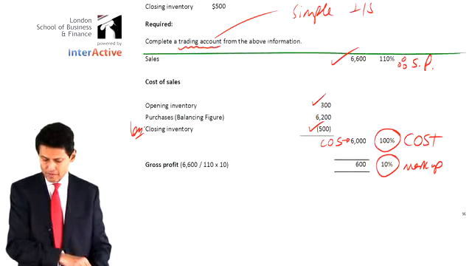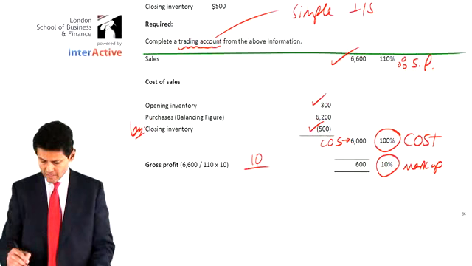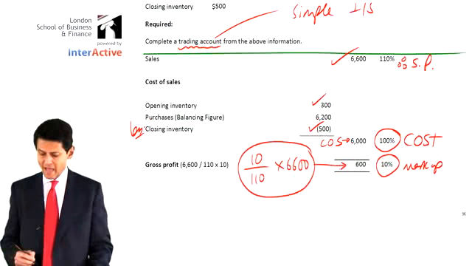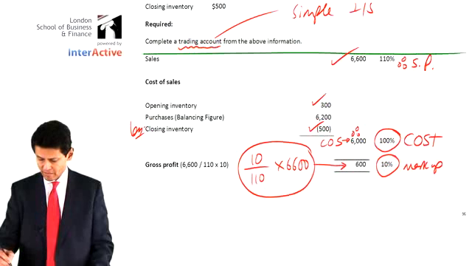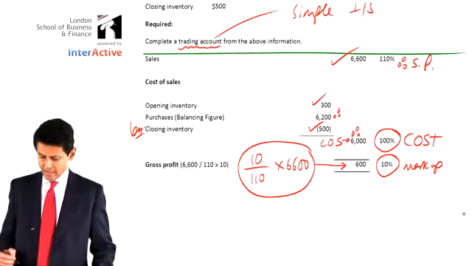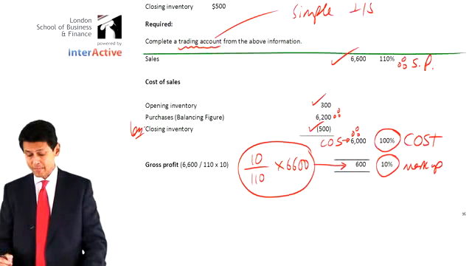How you get your gross profit is to take 10 over 110 times 6.6, and that of course gets you this. Once you get that, then this becomes a balancing figure. It's as easy as that. I'll go through that again. If your cost is 100 and your selling price is 110 because your markup is 10, that's the first thing you do.